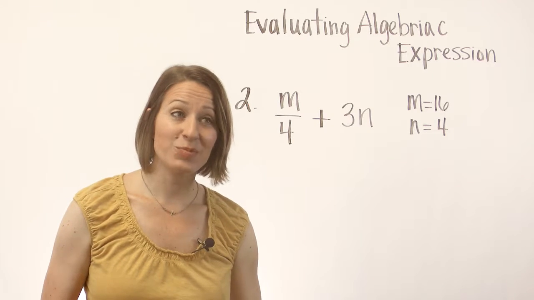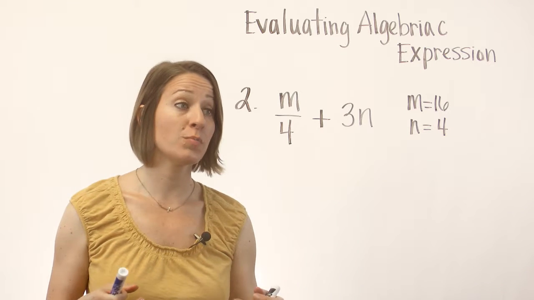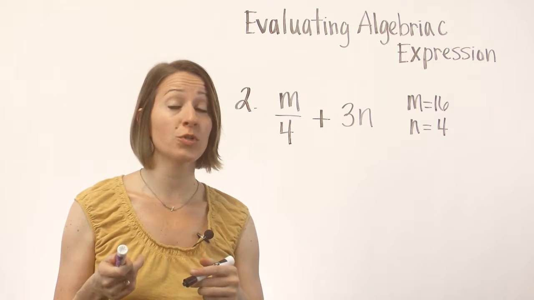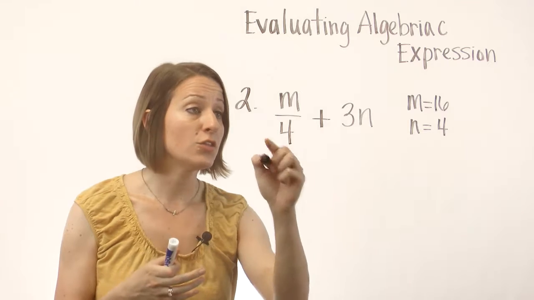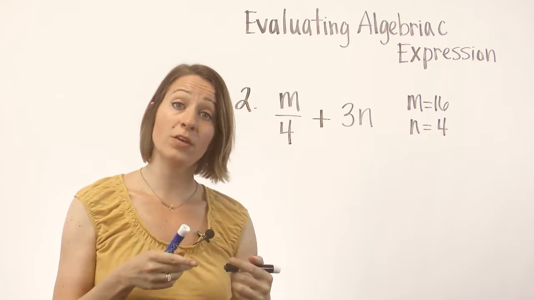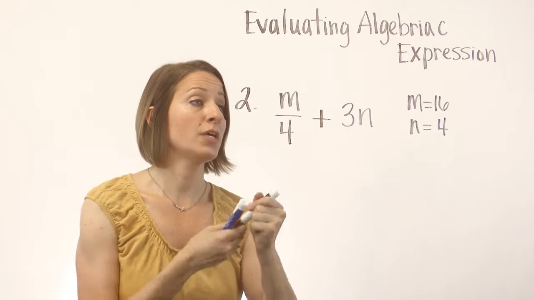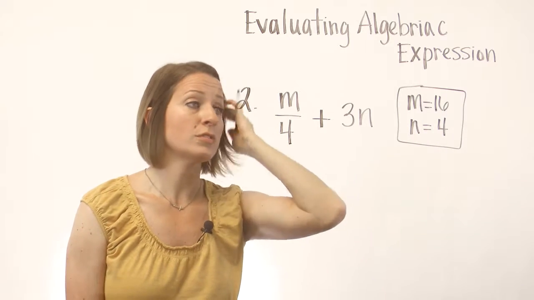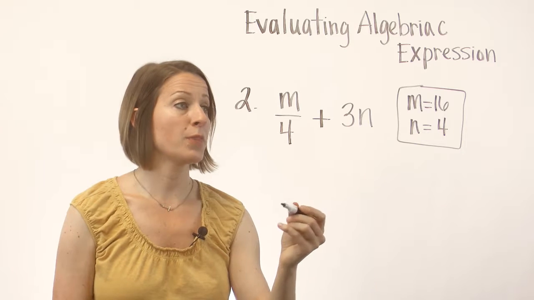Okay, take a look at this next problem. We have the expression m over 4 plus 3n. We're asked to evaluate, which, remember, the word evaluate means to solve, to find the numerical value of this. The only way you can evaluate this expression is if you know this information right here. You have to know what the variables equal, and then you can substitute them into the problem.